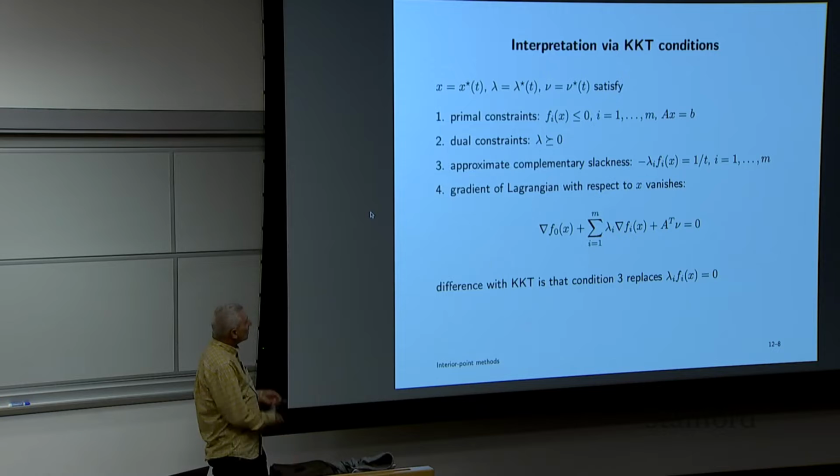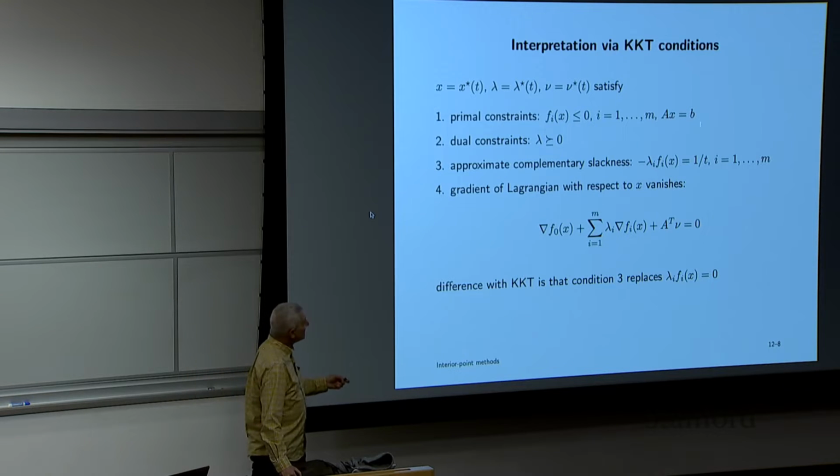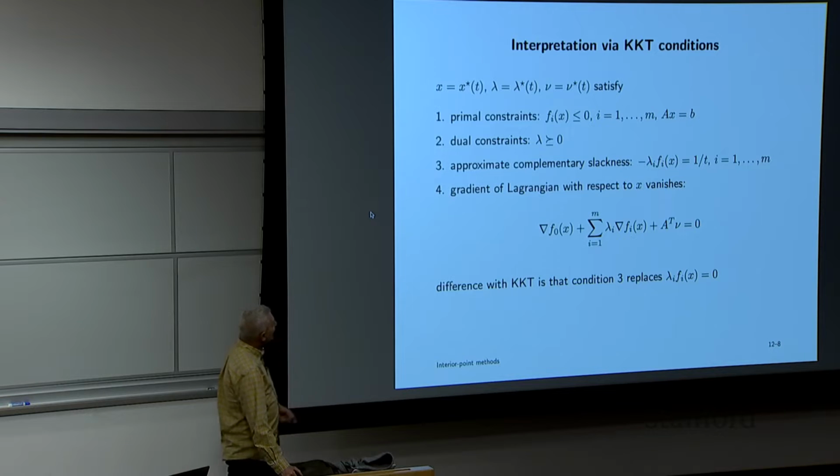If you work out, this is actually by definition; remember that we define lambda i to be 1 over minus t f_i of x. And so I express that this way. And then the final part is the gradient of the Lagrangian, it is 0.